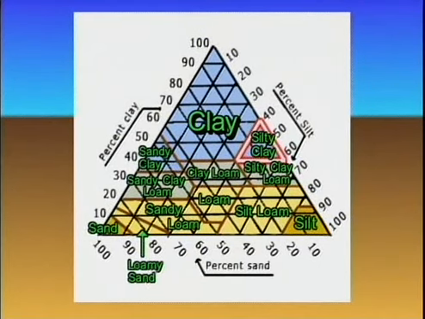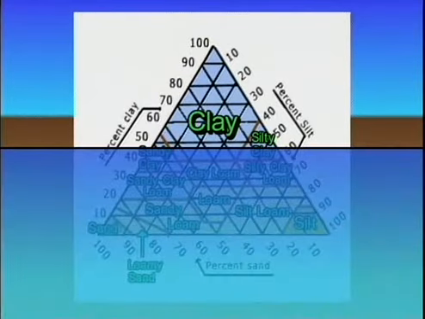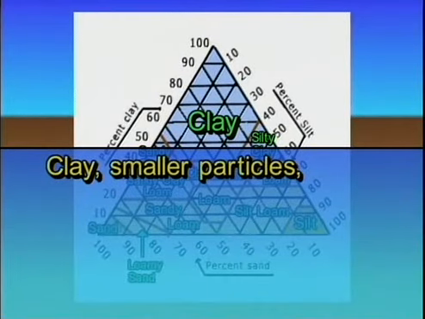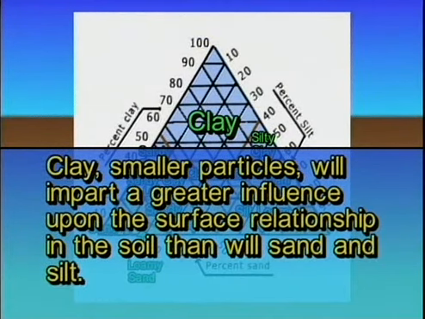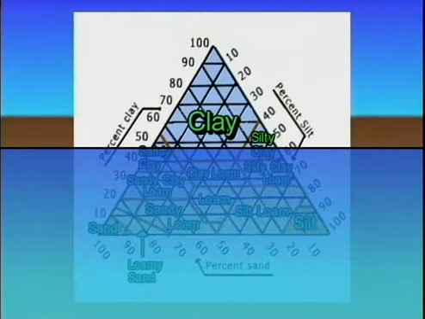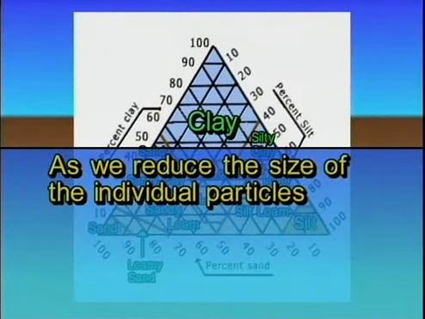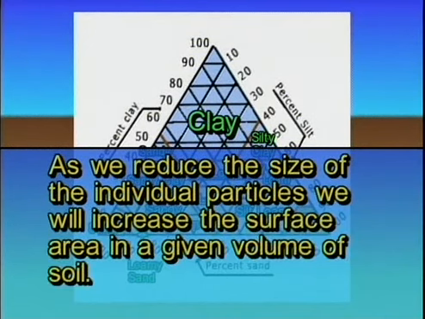Why do we need a lower percentage of clay in the soil than we do silt and sand-sized particles to get clay in the textural class name? Well, the reason for that is that clay, being smaller sized particles, will impart a greater influence upon the surface relationships in the soil than will the sand and silt-sized particles correspondingly. That is to say, as we reduce the size of the individual particles, we will increase the amount of surface area in a given volume of soil.